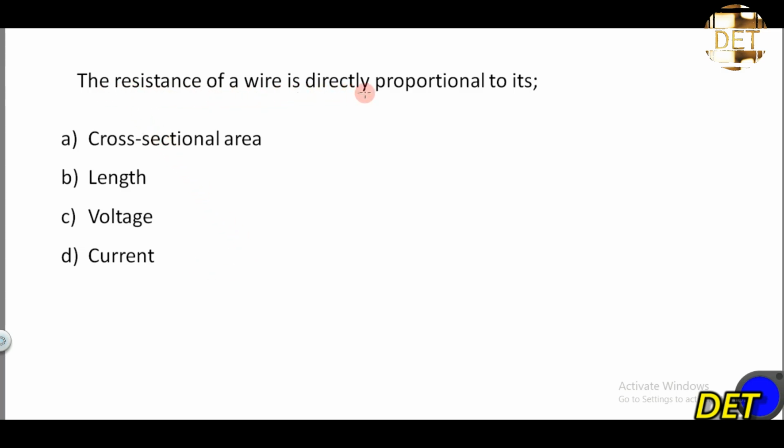The resistance of a wire is directly proportional to its: A, cross-sectional area, B, length, C, voltage, D, current. To know this, we just have to write out the formula: resistance is equal to resistivity times length all over area. From what I've mentioned before, the resistance of a conductor is directly proportional to its length, as is well shown in this formula. So the resistance of a wire is directly proportional to its length.